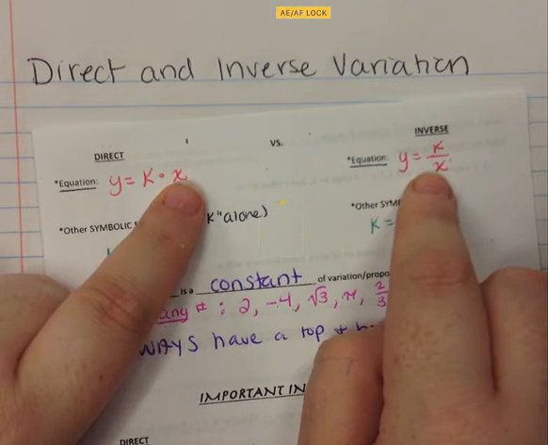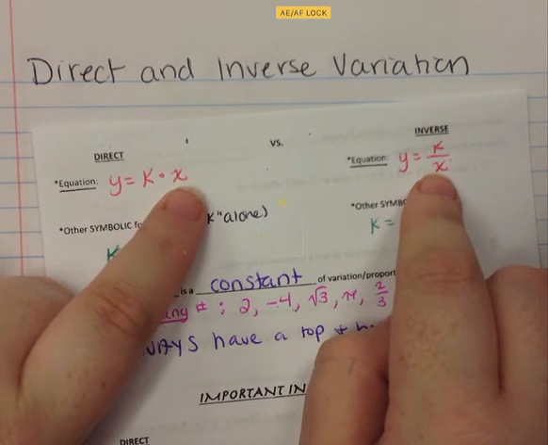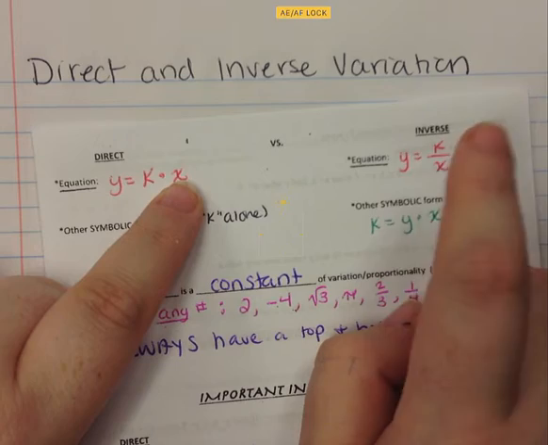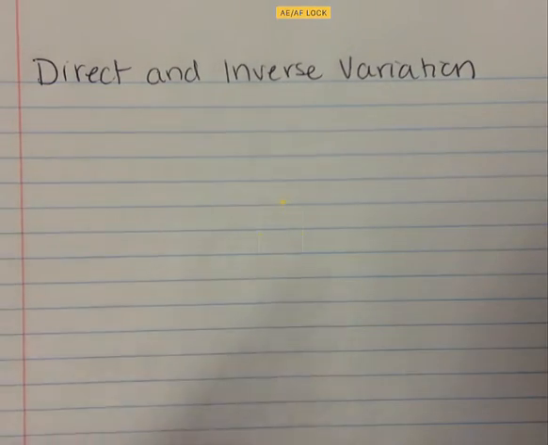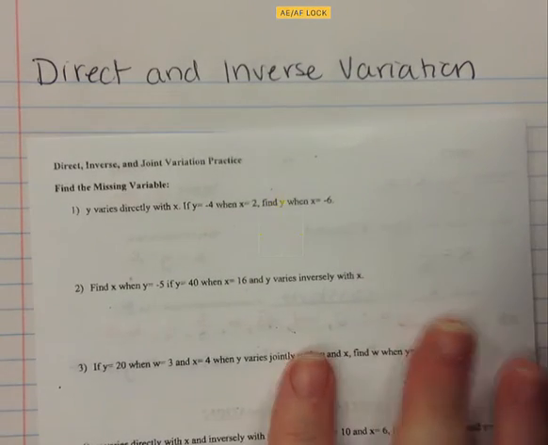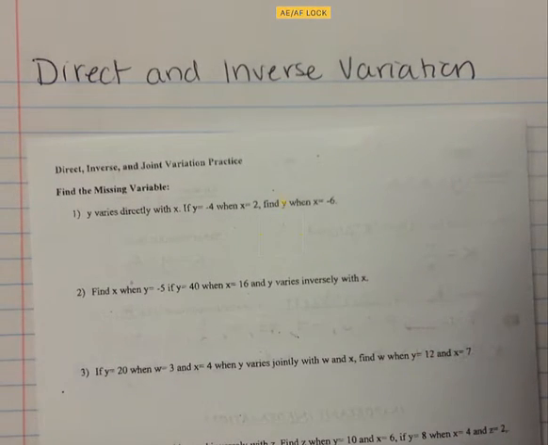It's based off of where the x is located. If I'm multiplying by x, it's direct. If I'm dividing by x, it's inverse. I'm going to go to my next section of notes. And then we have direct, inverse, and joint variation practice.